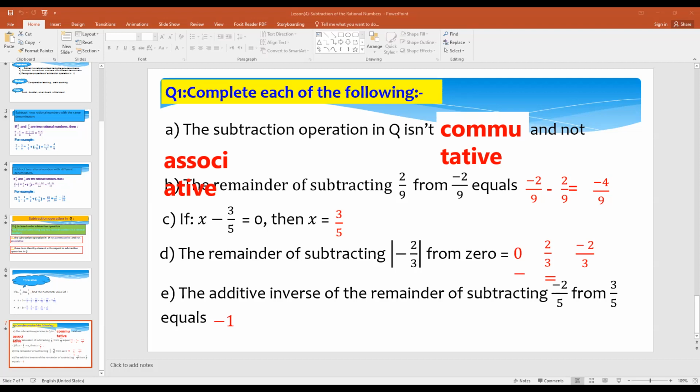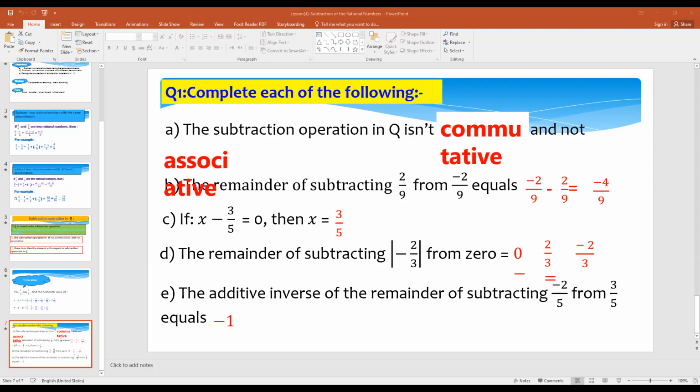Find each of the following in its simplest form. 2 over 5 times 1 and 1 over 3. You have to convert any mixed number into a fraction to multiply the two rational numbers. 2 over 5, write as it is. The second number converted into a fraction: 1 times 3 equals 3, 3 plus 1 equals 4. I will convert the mixed number into a fraction, it will be 4 over 3. 2 times 4 equals 8 and 3 times 5 equals 15. And make sure that your fraction is in its simplest form.